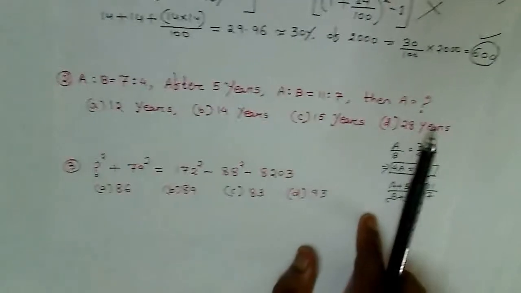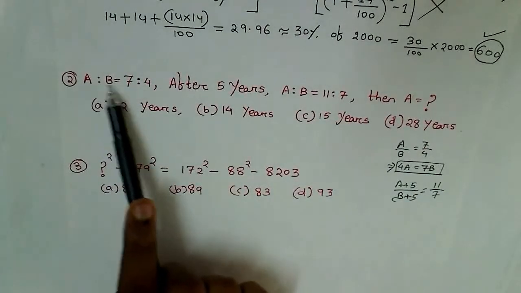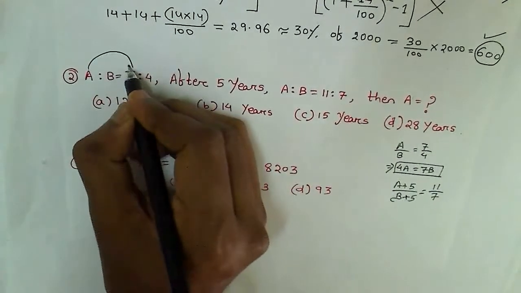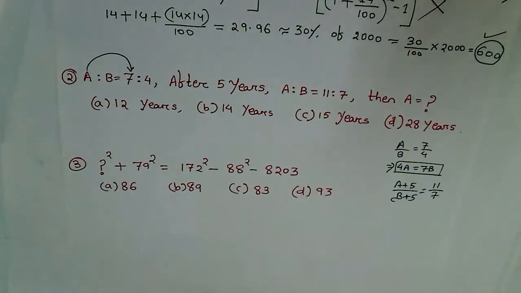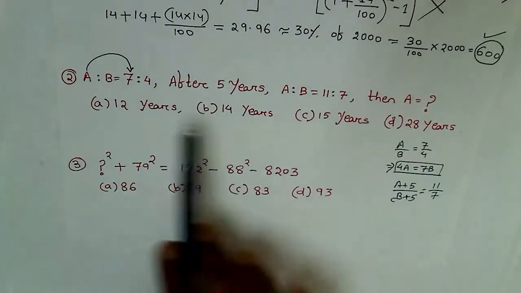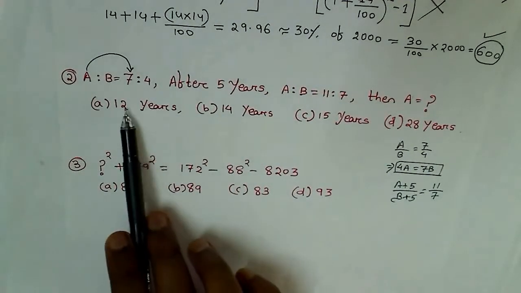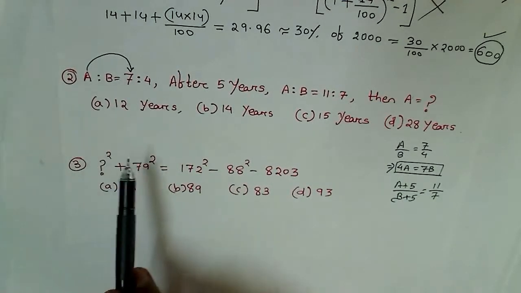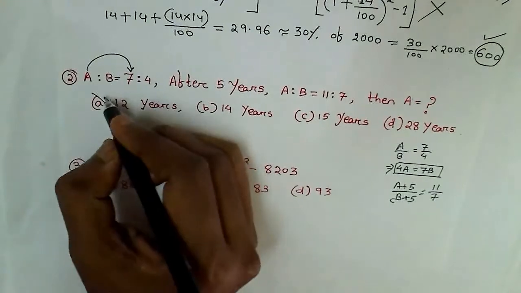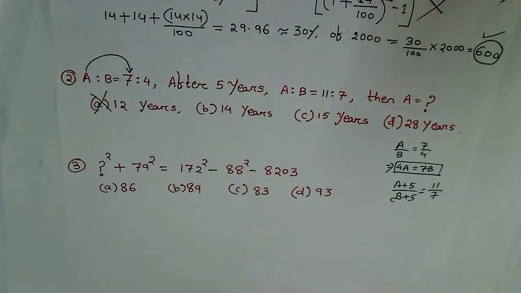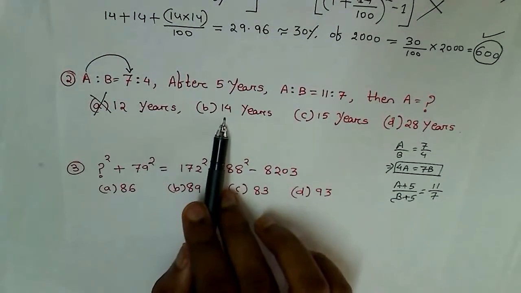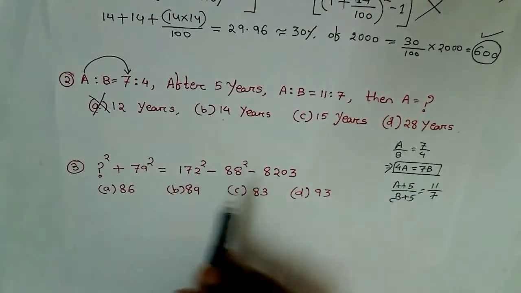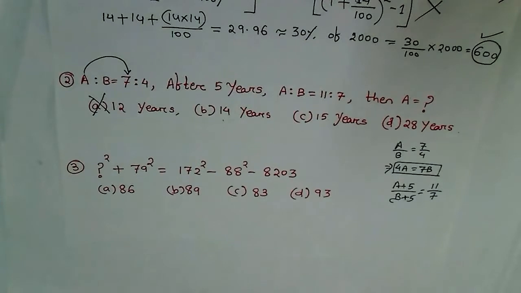So here A by B equal to 7:4. So the A value corresponds to 7. So the answer should be a multiple of 7. The first option is 12. Is 12 a multiple of 7? No. So A cannot be the right answer for this question. Second option, 14. Is 14 a multiple of 7? Yes, 7 twos are 14. So 14 can be the right answer.